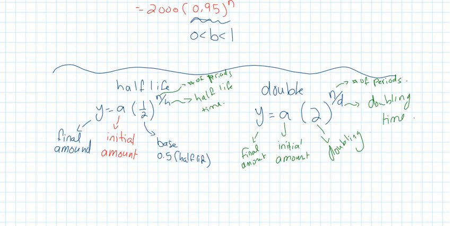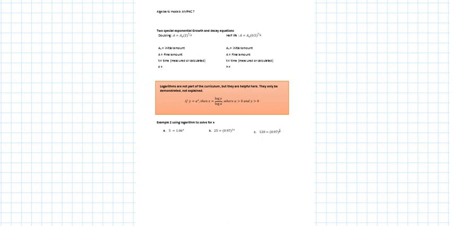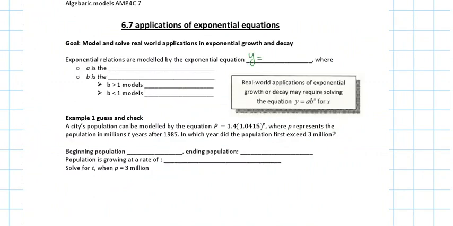Are you guys okay with these formulas? Okay. So we have exponential relations modeled by an exponential equation. So y equals a, and I have a base. The base can either be found by 1 plus i, 1 minus i, or it's the half, or it's the double. Okay, so that's why we say it's a base. And then to the power of x.